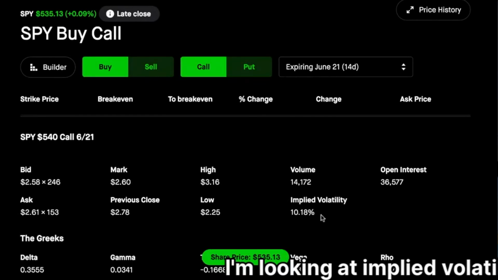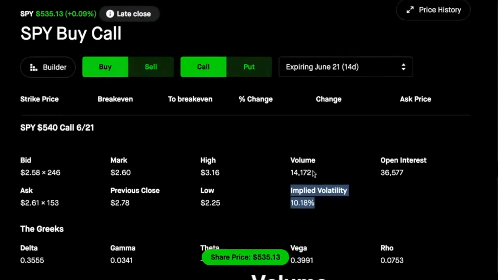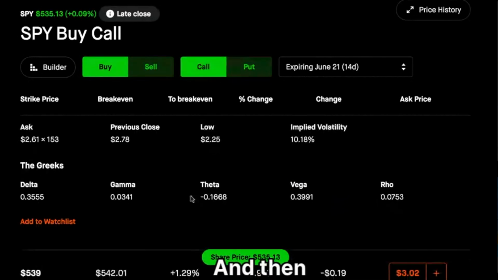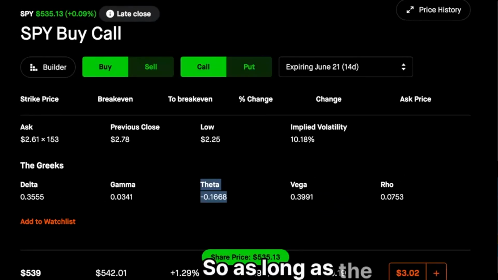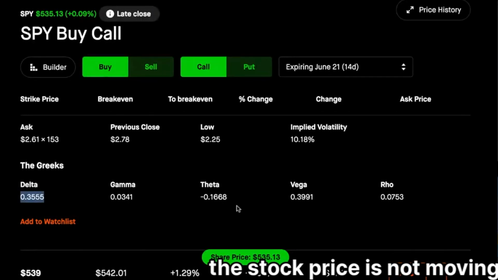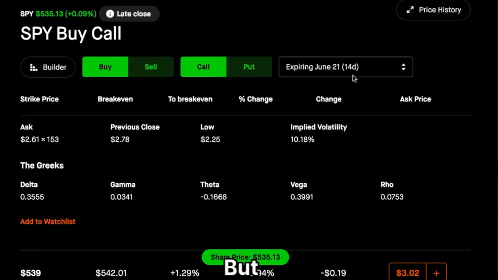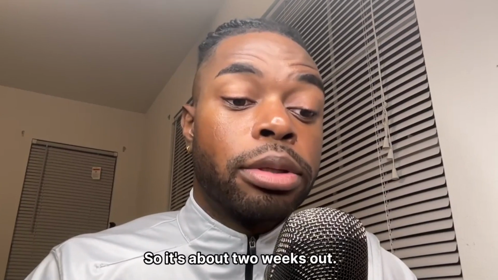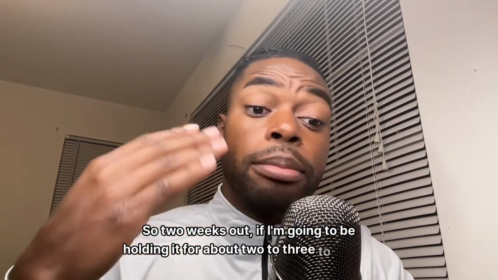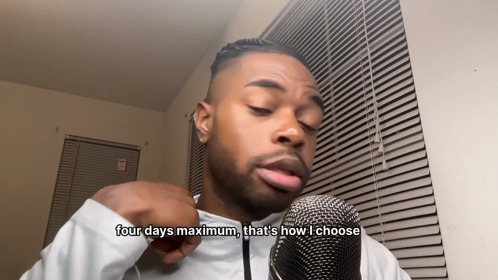I'm looking at implied volatility, again, less than 50%. That's good. Volume, really high. That's good. And then theta tells you how much you'll lose on your contract every day that you hold it. So as long as the stock is moving up, then theta can get kind of knocked out by delta. Delta will cause our contract price to keep going up. But if the stock price is not moving, then we're going to start losing money on our contracts. But again, the expiration date that I'm choosing here is June 21st. So it's about 2 weeks out. So 2 weeks out, if I'm going to be holding it for about 2 to 3 to maybe 4 days maximum. That's how I choose my options.